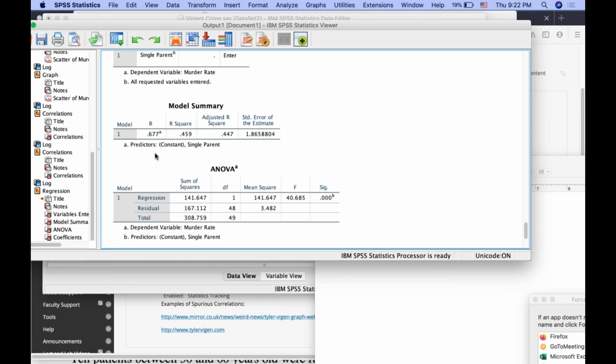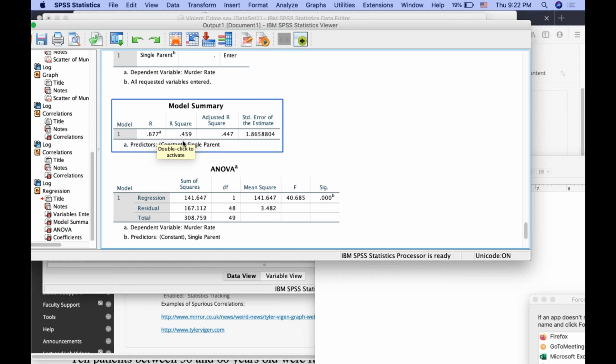0.677 is the correlation coefficient. That tells us how strong a correlation it is. Closer to 1, the better. It's a positive correlation. As the rate of single parent households goes up, the murder rate goes up. So this suggests a positive, and it's a pretty good correlation. 0.67, it's getting closer to 1.